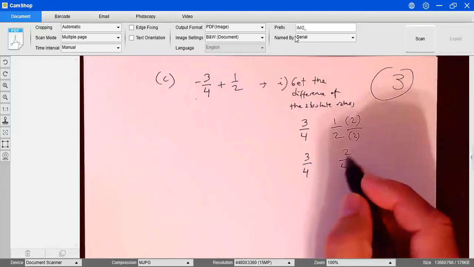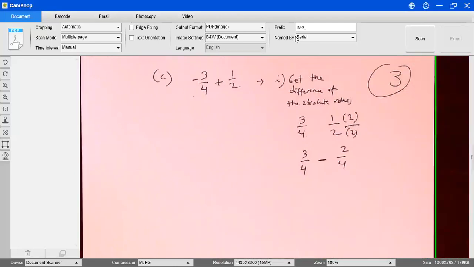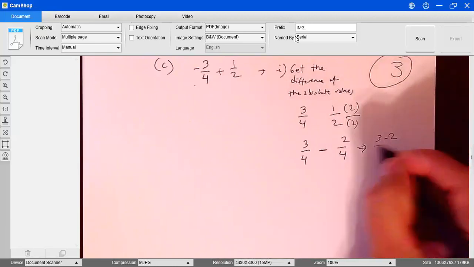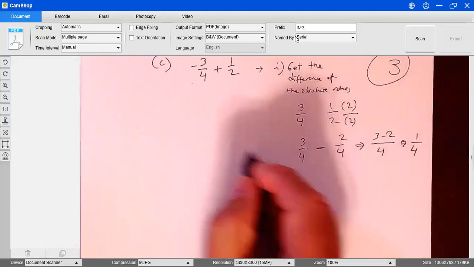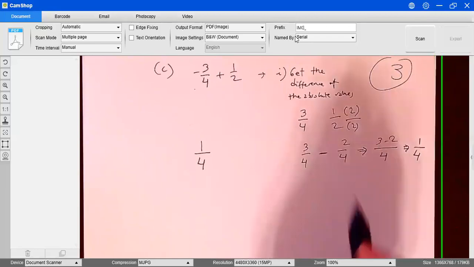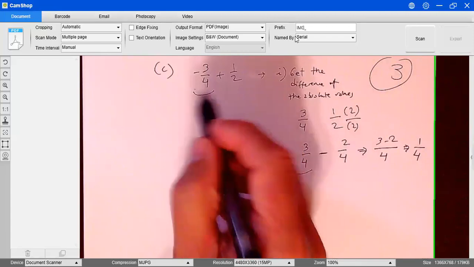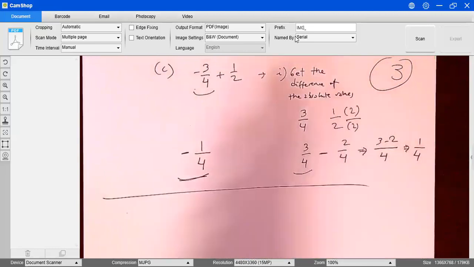So we're going to subtract the smallest from the greatest. In this case, this is the way. So we're going to get 3 minus 2 over the common denominator. So the answer is 1/4. So we need to write 1/4. Now we need to check the sign of the number with the greatest absolute value. This is the number with the greatest absolute value. The sign is negative, so the answer is going to be negative. So we're going to get that.